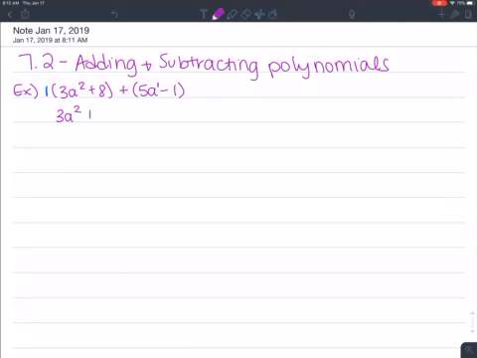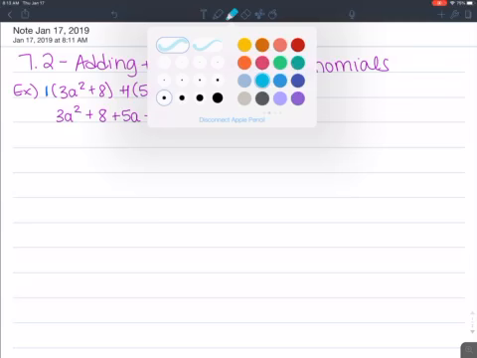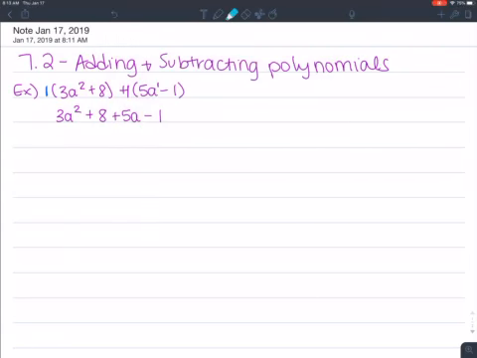So 3a squared plus 8. And same here. So if I distribute this 1 right here, that doesn't change any values inside. So I can just write the values as they are. And now we're going to look for like terms, okay? So a like term has two things: the same variables and the same exponents.